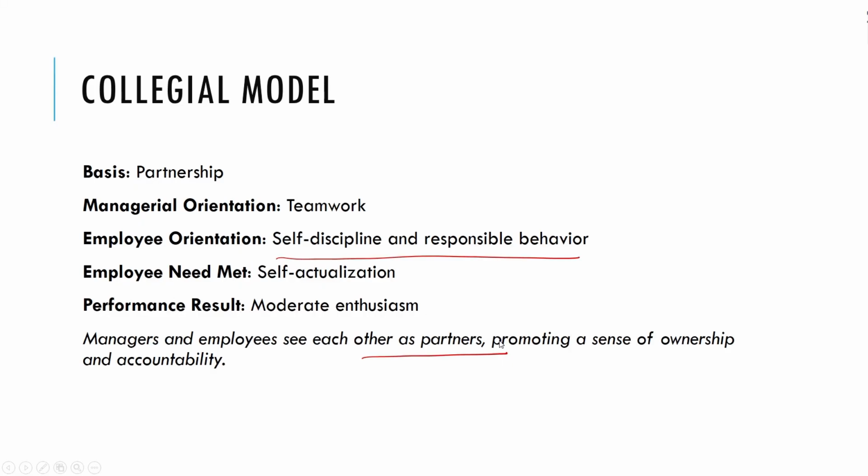And we generally say that organizational activities are group activities where group cohesion and group functioning are very important to take care of. So here the performance result is moderate enthusiasm amongst the employees, and managers and employees see each other as partners. Okay. So this is also a very good model which could be applied in the organization, because employees and managers working as partners is a requirement of today's time. If we really want our organization to be successful, then it has to be taken up.